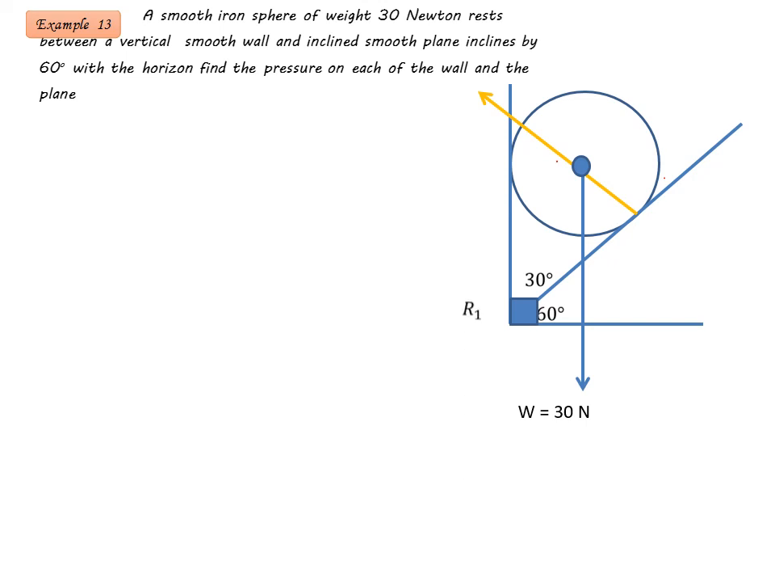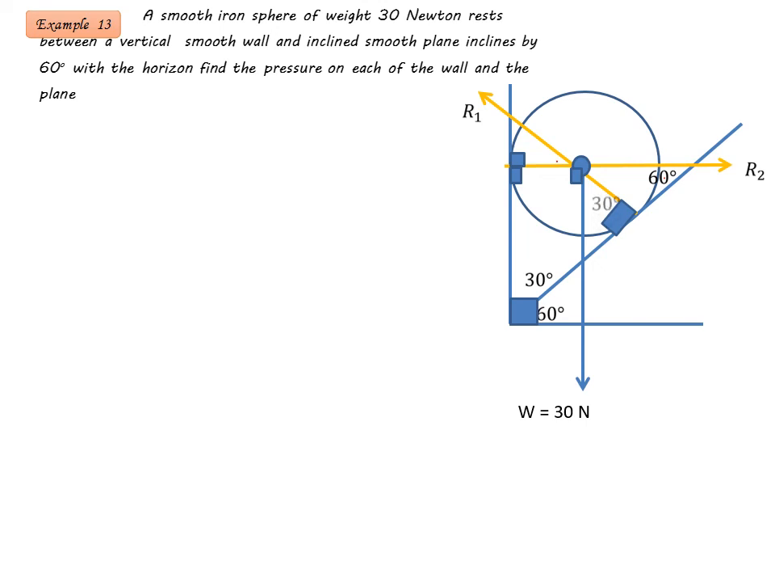The first reaction acts on the inclined plane, which is R1, making 90 degrees with the plane, and the other will be the reaction of the wall, R2, also perpendicular to the wall. Here we have two parallel lines, the line of action of R2 and the horizontal line. We can find the angles in many ways. Here we have a triangle: the line of action of R2, the inclined plane and the vertical wall make a right-angled triangle.